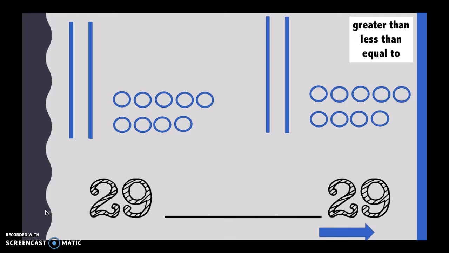Okay, you ready? This was a tricky one. I almost got you. So let's see. 29 is greater than? Nah. Less than? Nah. Equal to. Equal means the same amount. 29 is exactly the same as 29, so it just makes sense.